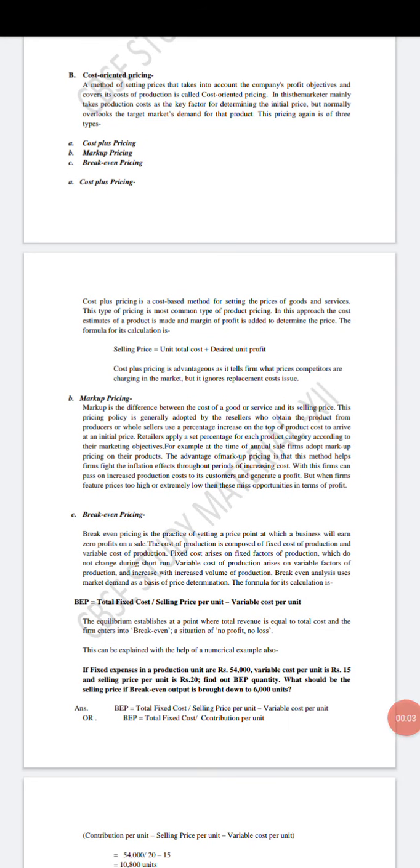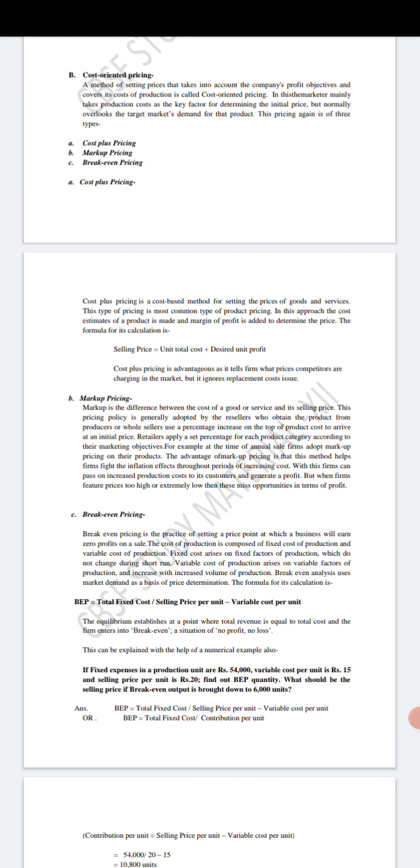Good afternoon all. In today's class of marketing, I am going to discuss the second method of pricing. Here I have discussed four types of pricing. Now the second type of pricing is cost oriented pricing. First was demand oriented pricing, second is cost oriented pricing. As we know, cost means expenses. So if we fix the price according to expenses, it will be called cost oriented pricing.